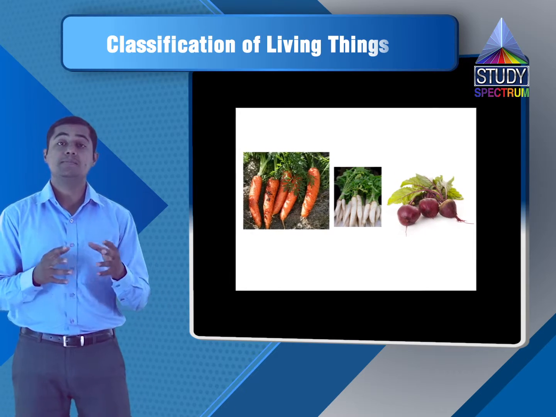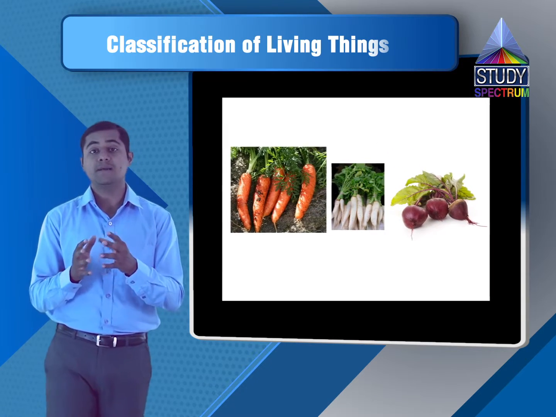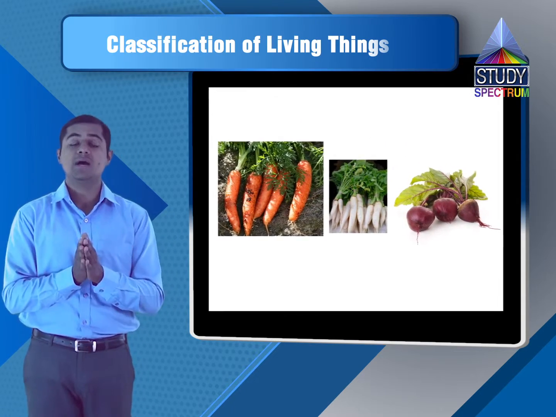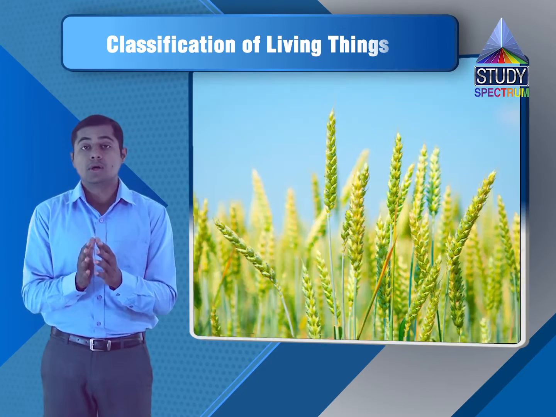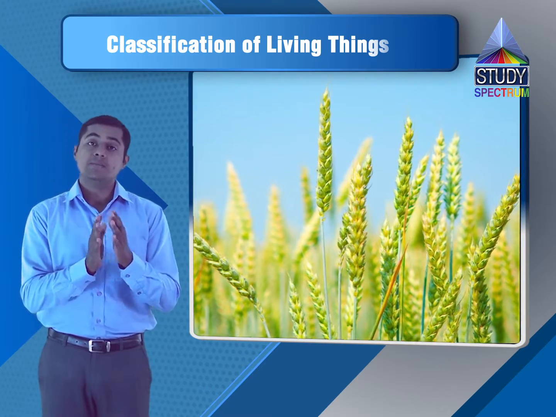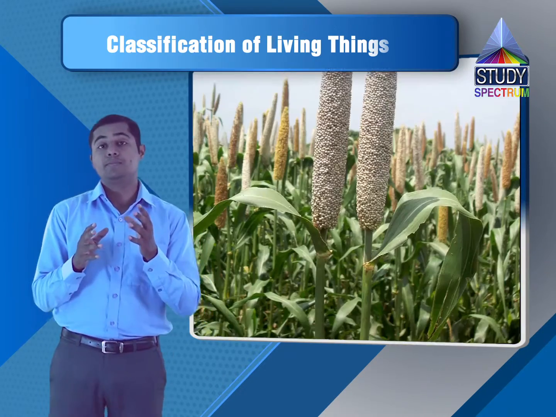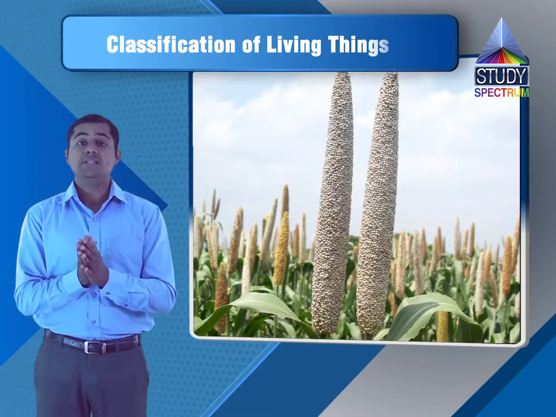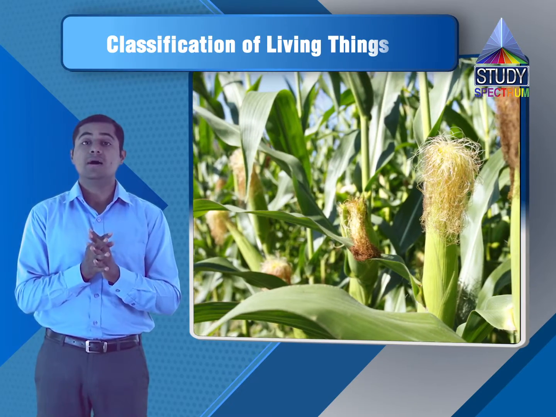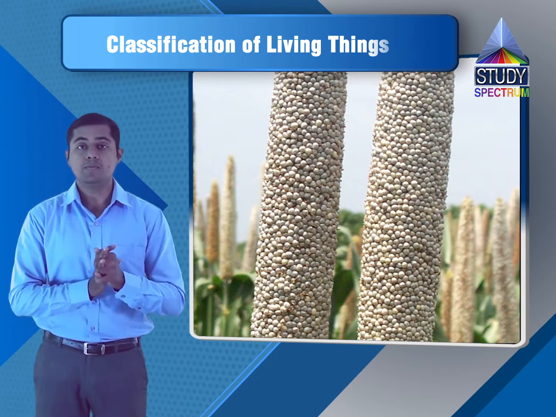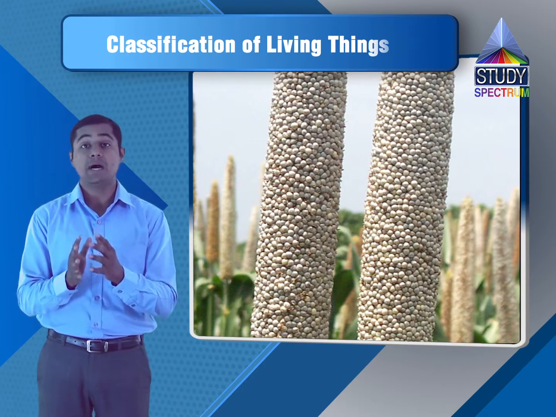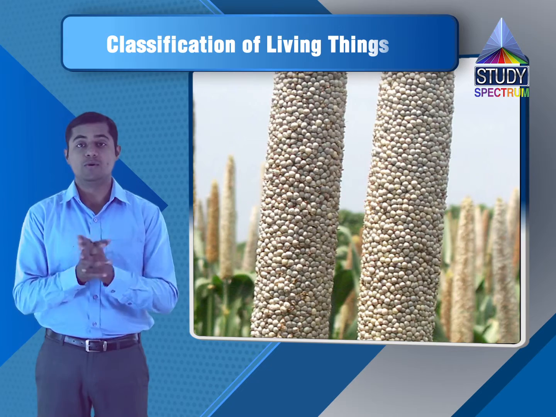Biennial plants are the plants which complete their life cycle in 2 years and bear flowers and fruits only once. Beetroot, radish, carrots are the biennial plants. And plants which complete their life cycle in 1 year and bear flowers and fruits only once are called the annual plants. Maize, wheat, bajra, jowar are the annual plants.